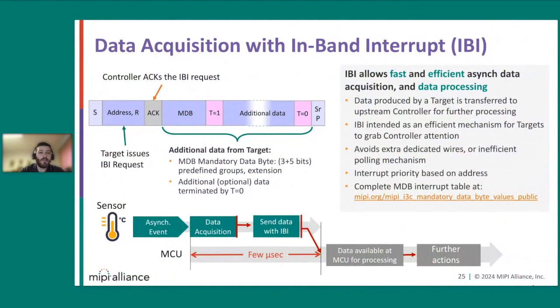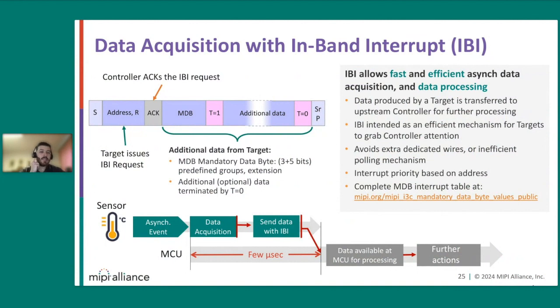So our main component in this is the in-band interrupt. Many of I3C's competing technologies do out-of-band interrupt, which uses a dedicated pin for interrupts. We know that pins can be expensive, and so in I3C we designed an in-band interrupt that allows asynchronous data acquisition and processing by the target. So this is a way for a target to get the controller's attention.